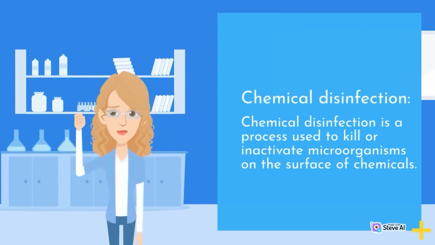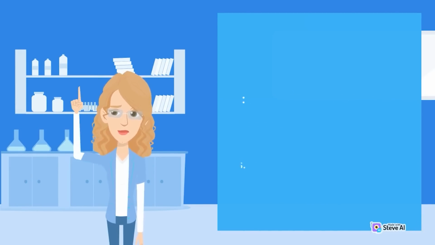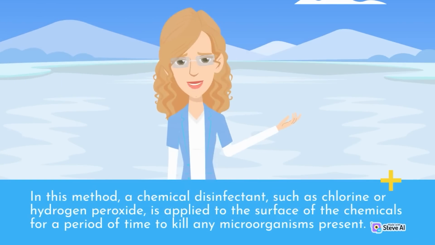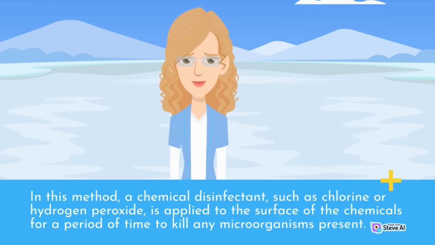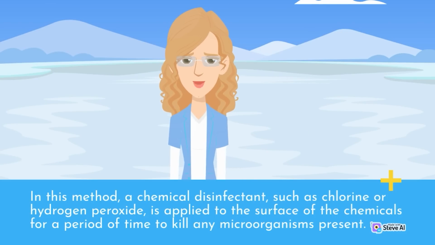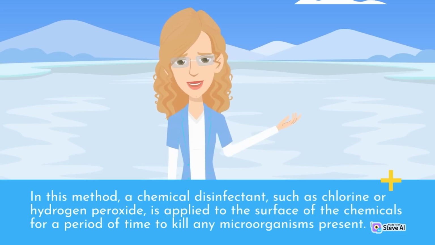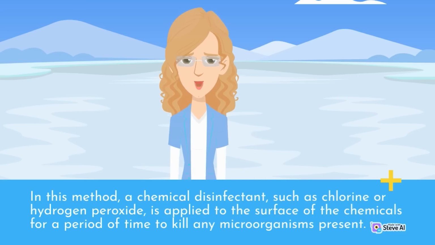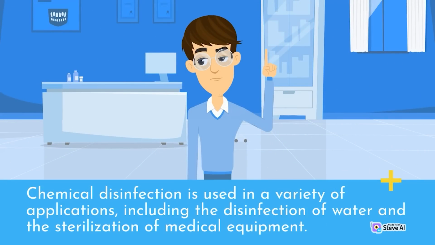Chemical disinfection. Chemical disinfection is a process used to kill or inactivate microorganisms on the surface of chemicals. In this method, a chemical disinfectant, such as chlorine or hydrogen peroxide, is applied to the surface of the chemicals for a period of time to kill any microorganisms present. Chemical disinfection is used in a variety of applications, including the disinfection of water and the sterilization of medical equipment.